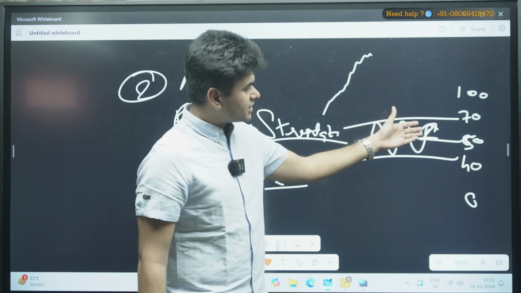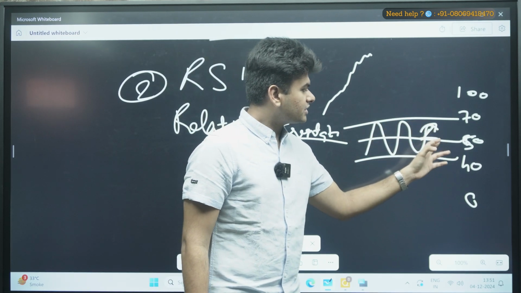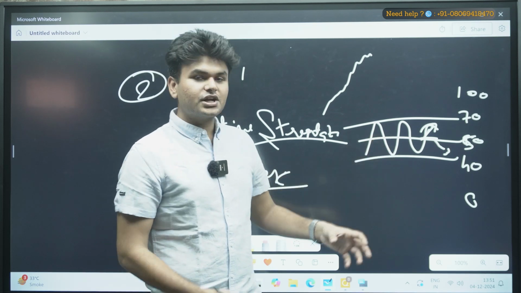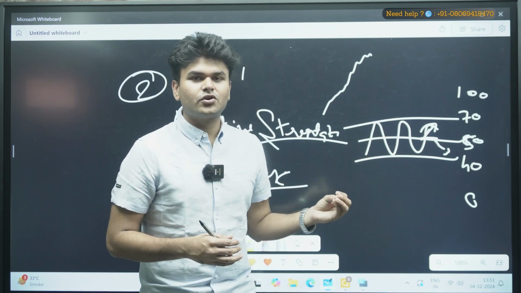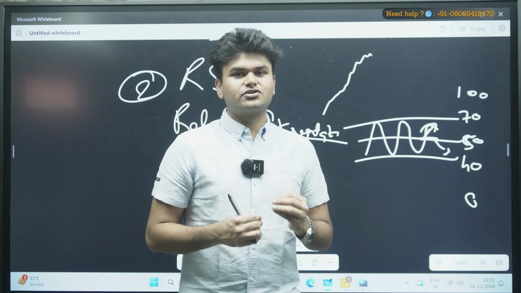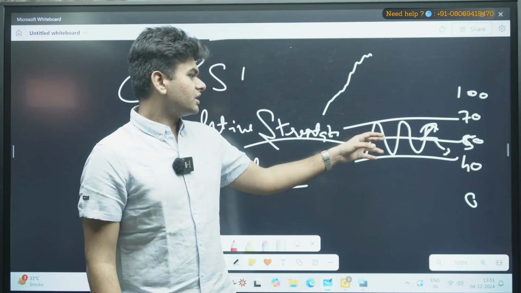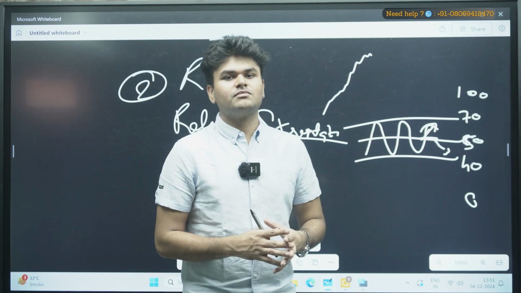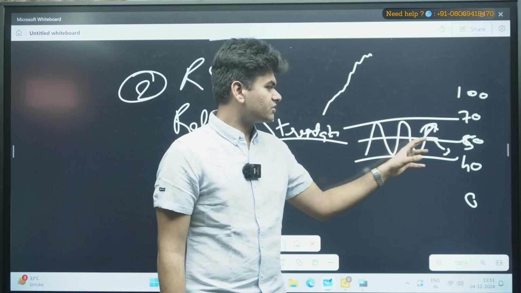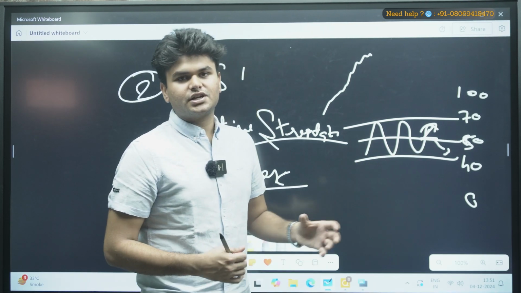Similarly, if the RSI is falling below 50 and it is starting to decrease and go downwards, that indicates that the strength we were seeing earlier, the price going with strength, has now decreased. Basically, when the strength has decreased, you can go for short trades. So this way you can identify the strength and the direction.